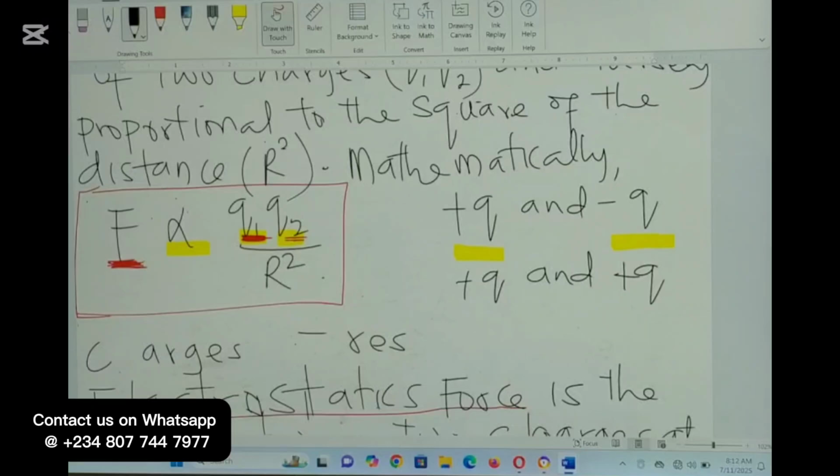So in summary, to know the nature of the force, we have to know the nature of the charge first. In our next video we are going to solve some of the questions as far as electrostatic force is concerned, and some possible exam questions.